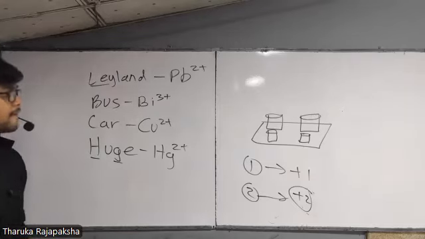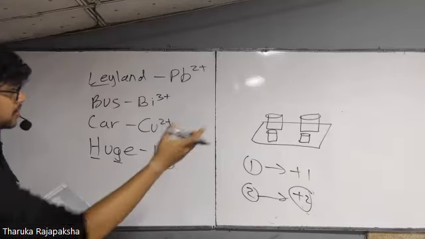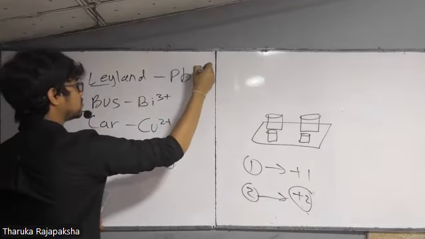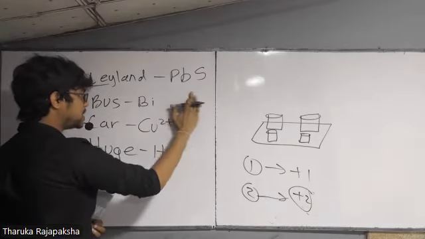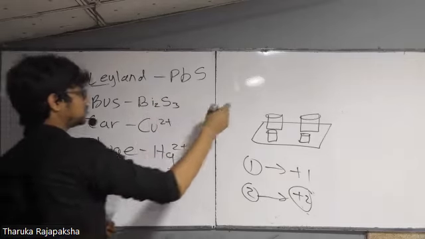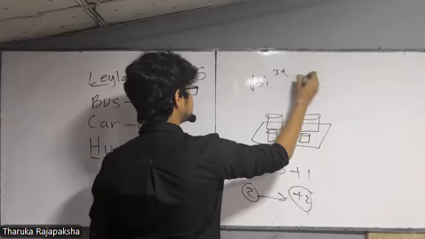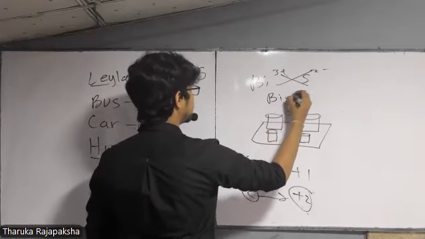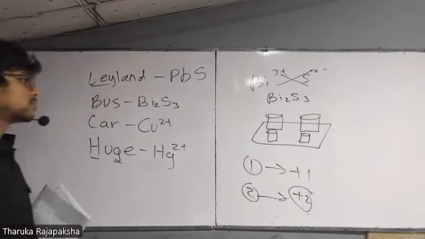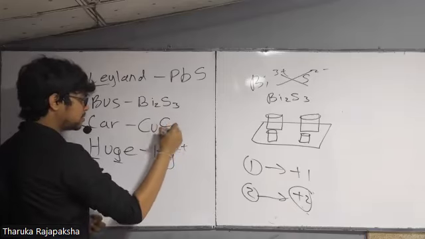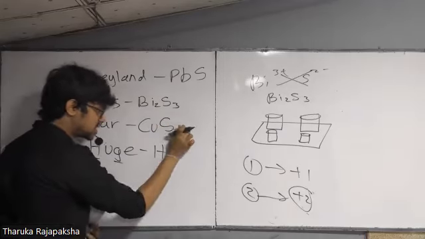Now, sulfides of these, so you have to join with the sulfide. So PbS. And this one is Bi2S3. Like S2 minus, you know how to write that, right? Bi3 plus and S2 minus. So you cross multiply the valency. So it will be Bi2S3. This one copper sulfide, CuS, and this one is HgS.